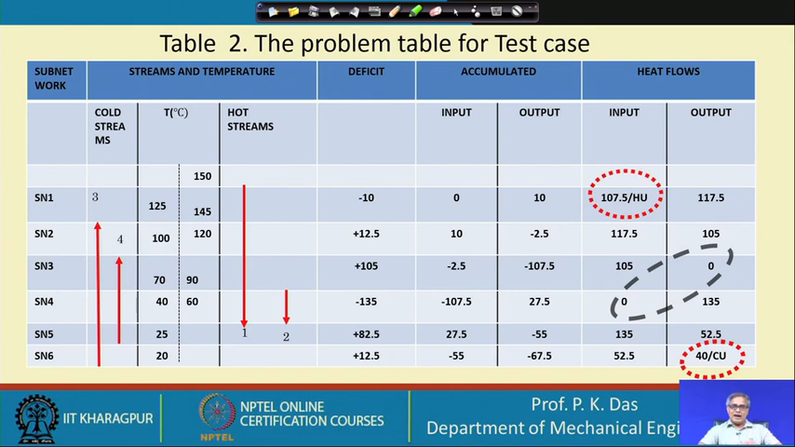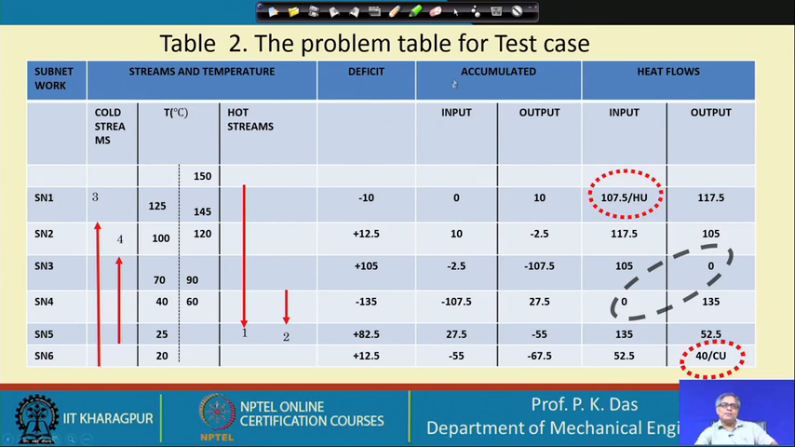We can never allow heat to flow from a lower temperature to a higher temperature. We should always see that heat is flowing from higher temperature to lower temperature, or at least there is no heat flow from lower to higher temperature. Subnetworks are like that. Okay. So, to do this, what do we have to do?